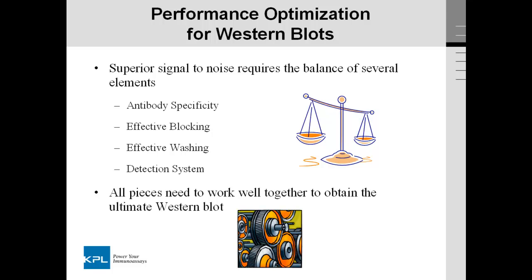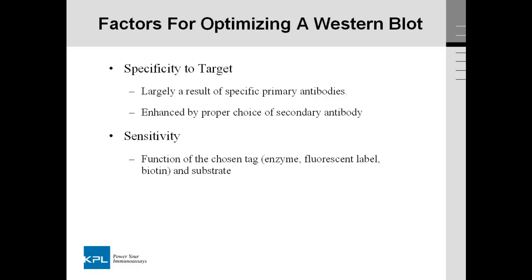Optimization of your Western blot will be essential when tackling high-performance Western blotting. Superior signal-to-noise requires the balance of several elements, including antibody specificity, effective blocking, effective washing, and your optimal detection system. All of these pieces need to work well together in order to obtain the ultimate Western blot. There are many factors to consider when optimizing your Western.